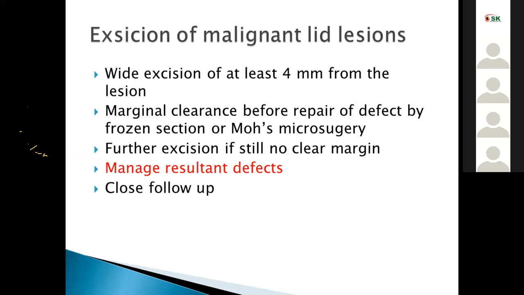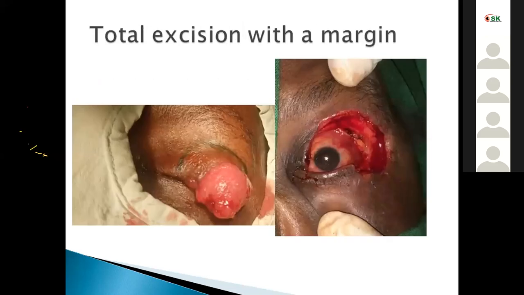Of course, as I've mentioned, if you find a margin is not clear, then you have to go back. And finally, you're supposed to manage the resultant defect and do close follow-up of the patient for any recurrence. So for our patient, we went to theater aiming, as I said, for a wide excision, around 4 millimeters. But the other thing you need to be careful about is that when you palpate the lesion, we realized the skin margin is not actually where the lesion ends.